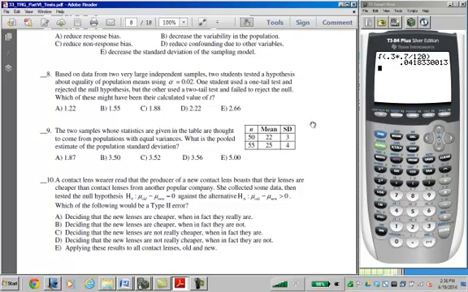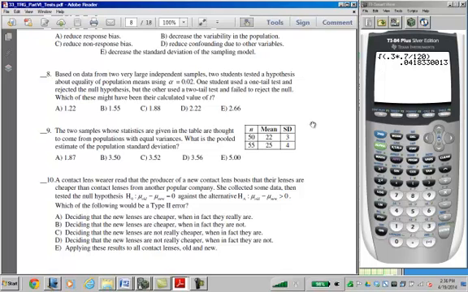Let's review. Type 1 error: reject the null when the null is true. In this case, you decide that the old is more expensive than the new when in fact it is not. Deciding that the new lenses are cheaper when in fact they really are, that would not be an error. That would be a correct conclusion.